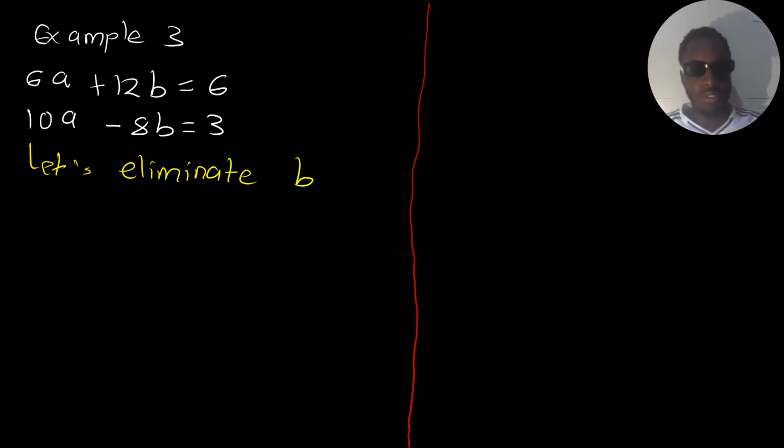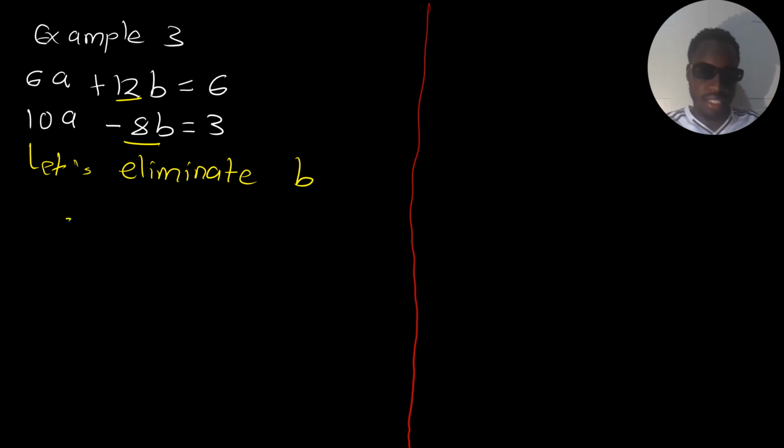So you have to look for the LCM of their coefficients, which are 12 and negative 8. You have to look for the LCM of the two numbers so that they are the same, and it is easy for us to eliminate by adding or subtracting. So the LCM of 8 and 12 is 24. For us to make variable b have the same coefficient, we'll multiply with any number that will make them 24.